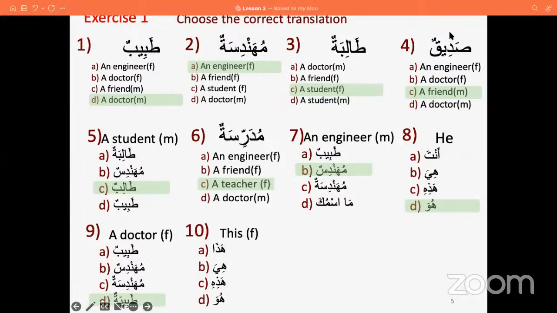How about the word this, female? So unanimous over there. It is hadihi, and that is correct. Very well done. And how about the word she? Right. Very well done to all that is here.